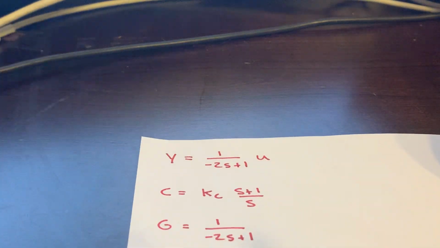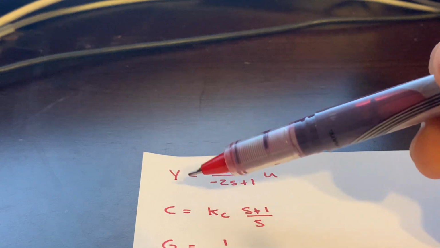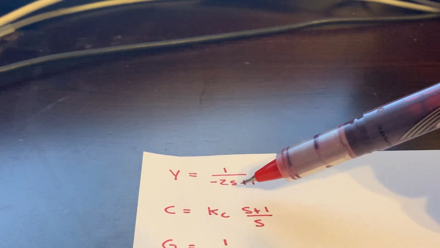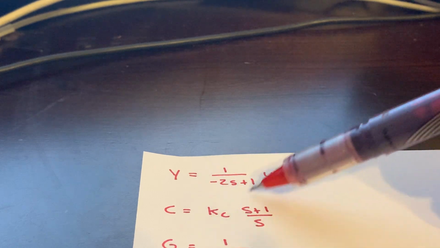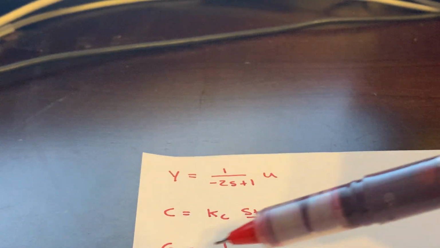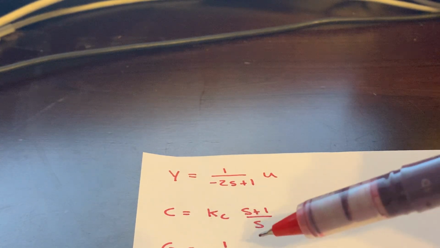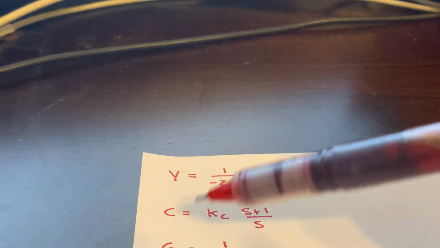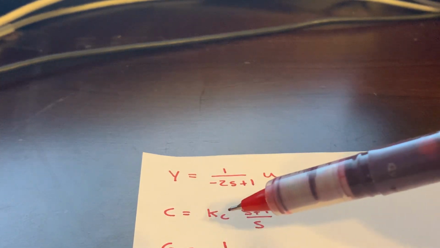So problem number 7, basically we're given an unstable system. So this is y is equal to 1 over minus 2s plus 1. So this has a pole at positive 1/2. And then we're given a controller with integral time of 1. So we have s plus 1 all over s. And we're asked to find what range of proportional gains can we use.